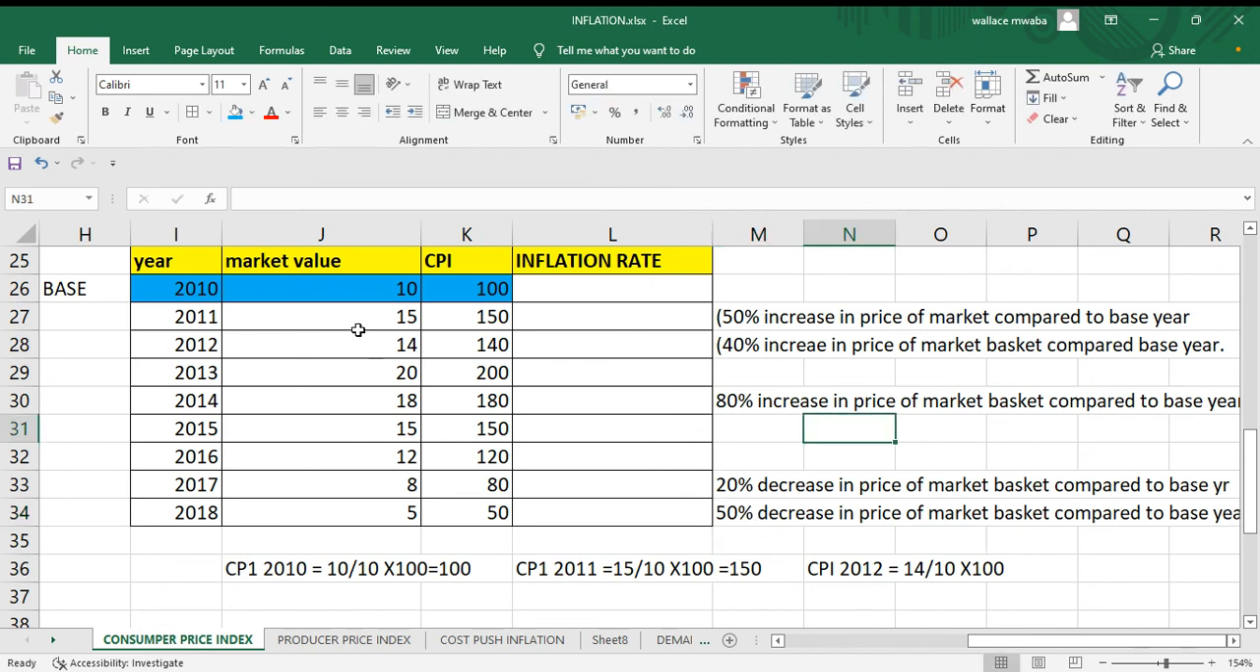Right, so in the next video, we'll calculate the inflation rate, which is basically the percentage change of each year. We'll be comparing each year and seeing the percentage change.